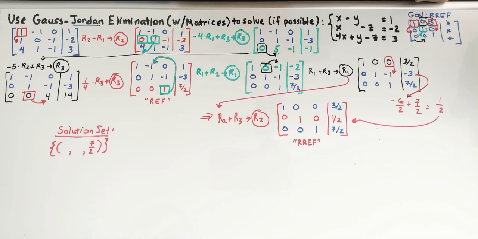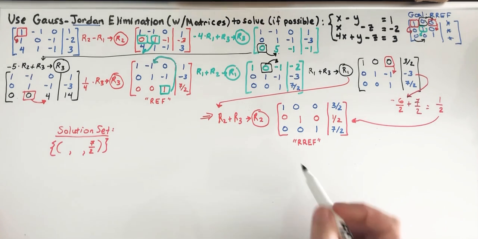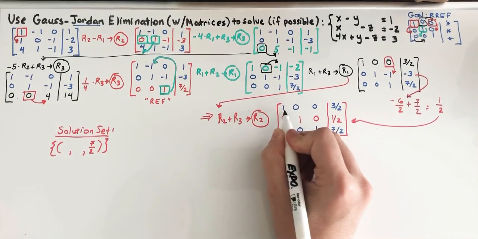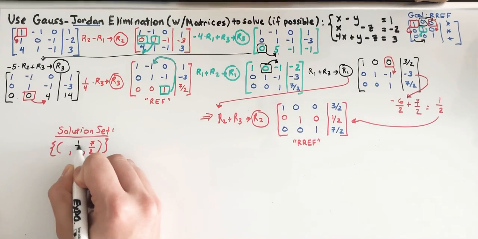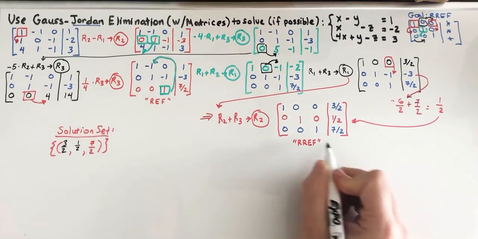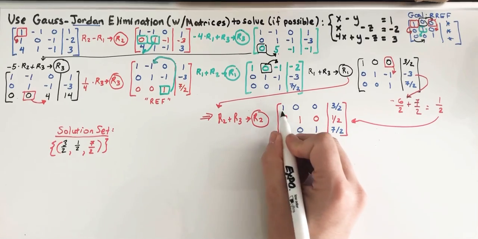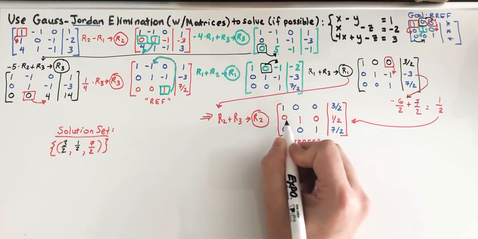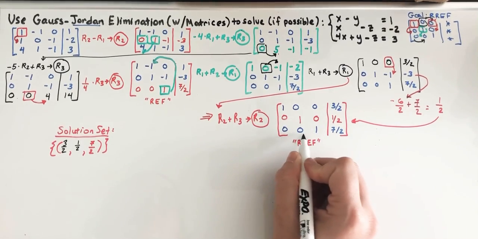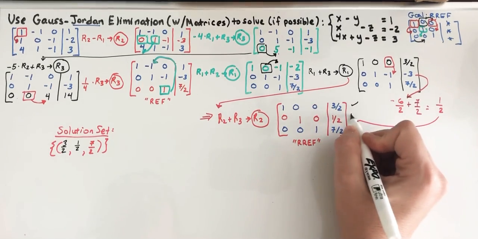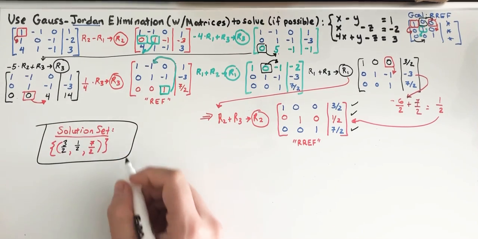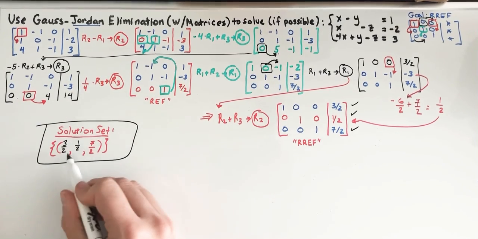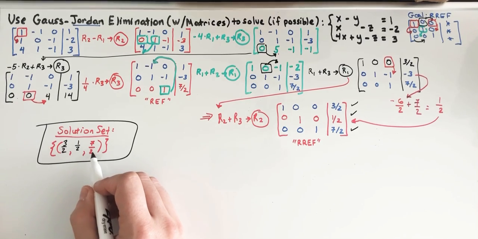Okay, so now since we are in reduced row echelon form, we technically can read off our solution completely, because this whole equation just says 1x equals 3 halves, 1y equals 1/2, and 1z equals 7 halves. So again, 1x, no y, no z. 1y, no x, no z. 1z, no x, no y. And that's how you can read off your solutions for x, y, and z. So our solution set for this consistent, independent system is the ordered triple, 3 halves, 1/2, and 7 halves in braces here.